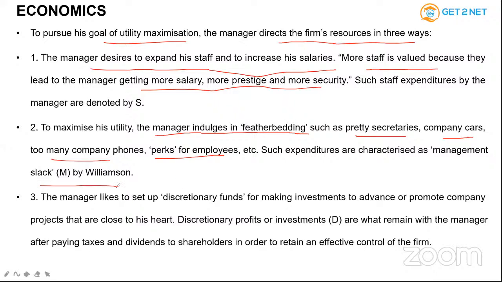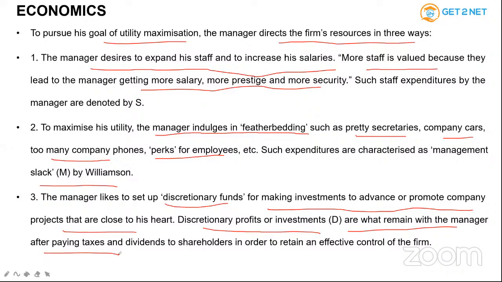And the third case, the discretionary funds, which are under the manager's control, for making investments to advance and promote company projects that are close to his heart. Discretionary profit or investments are what remain with the manager after paying taxes and dividends to shareholders in order to retain an effective control of the firm. So these are the 3 ways how a manager directs the firm's resources in order to pursue the goal of utility maximization.